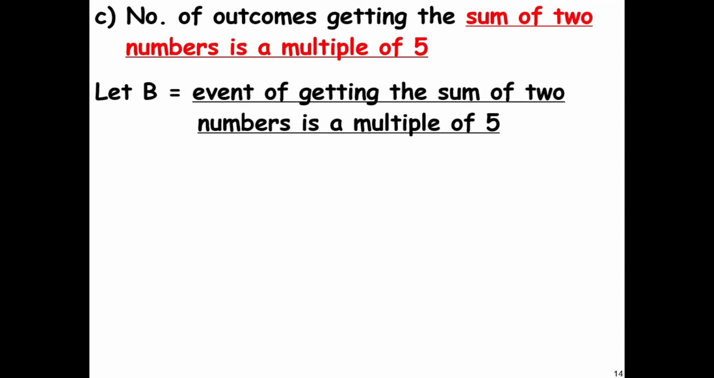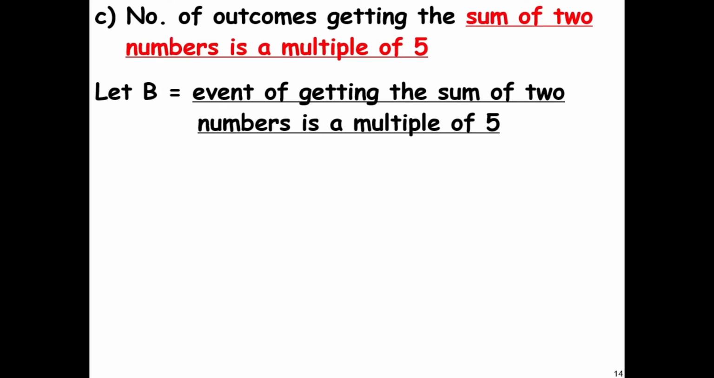Question C. The number of outcomes where the sum of two numbers is a multiple of 5. So we have to add up the outcomes from the first and second die, and if we get the answer as a multiple of 5, that will be the event. So we start by letting P be the event of getting the sum of two numbers is a multiple of 5.